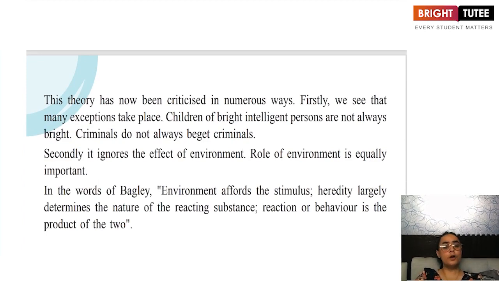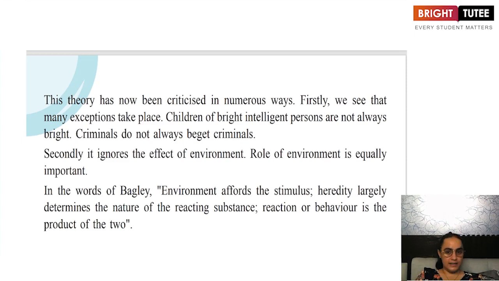There have been a lot of errors that have been found in this theory. Firstly, because of the exceptional cases. It is said and it is believed that children of intelligent parents are not necessarily intelligent. Criminal parents do not necessarily give birth to criminals. Secondly, the environment plays a very crucial role in this. Environment plays a role in deciding the future characteristics and traits of a child.